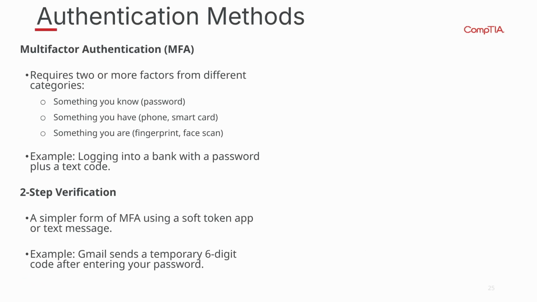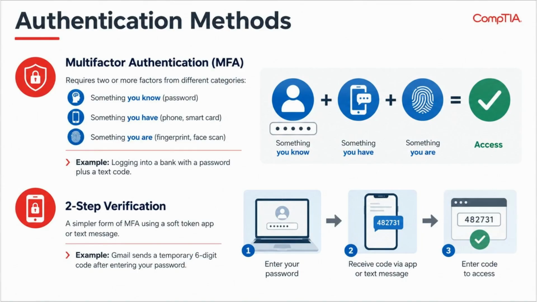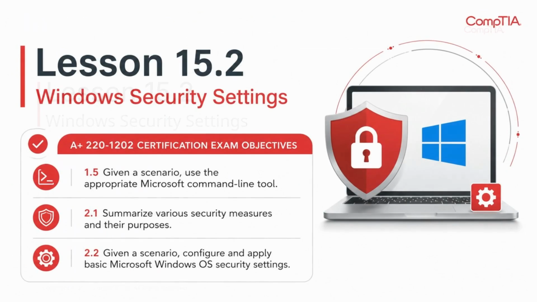Authentication security is bolstered by multi-factor authentication, or MFA. By requiring factors like something you know, have, or are, we add layers of protection beyond simple passwords. Finally, one-time passwords, authenticator apps, and physical hard tokens provide robust ways to confirm identity, significantly reducing the risk of unauthorized account access. Lesson 15.2, Windows Security Settings.